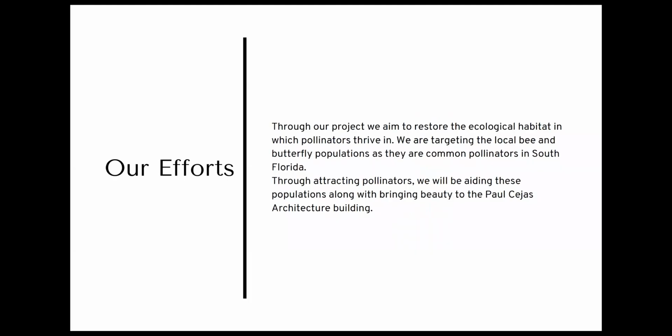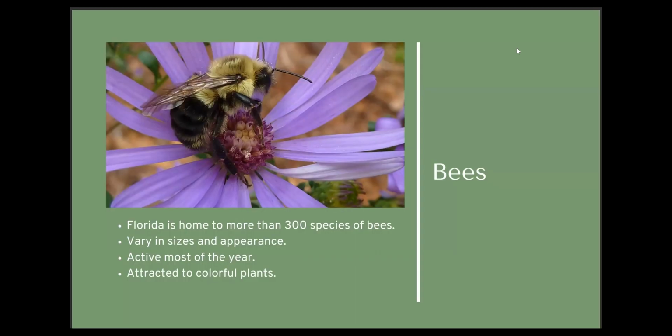As a way to implement habitat restoration, we aim to attract bees and butterflies to the Paul Cejas building. By attracting these pollinators, we will be aiding their populations and increasing the process of pollination. According to Florida Wildflower Foundation, Florida is home to more than 300 species of bees. They vary in sizes and appearances and are active for most of the year. They are attracted to colorful plants, drawing them in and gathering pollen and nectar.